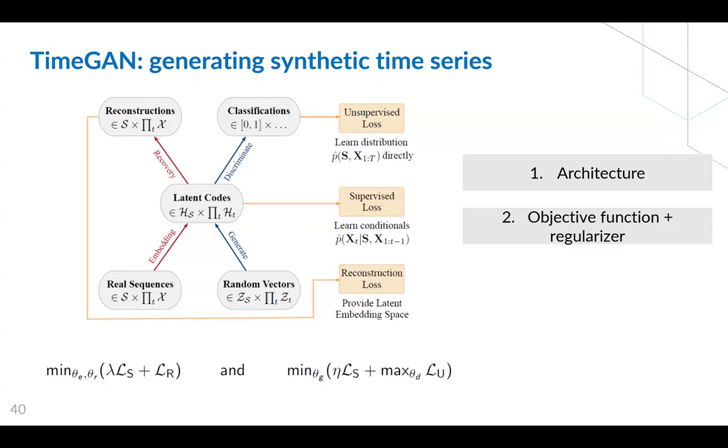And the architecture diagram looks like this. You can see that it incorporates several different loss functions. The unsupervised loss tries to help the model learn the entire joint distribution of the time series. It incorporates a supervised loss to learn one-step-ahead conditionals, and it introduces a reconstruction loss to regularize the latent embedding space. And it also modifies the architecture so that it can cater to time series dependency relationships. So basically, TimeGAN is an example where the architecture is adapted for time series, and also the objective function is adapted based on the need to model cross-time-step association.